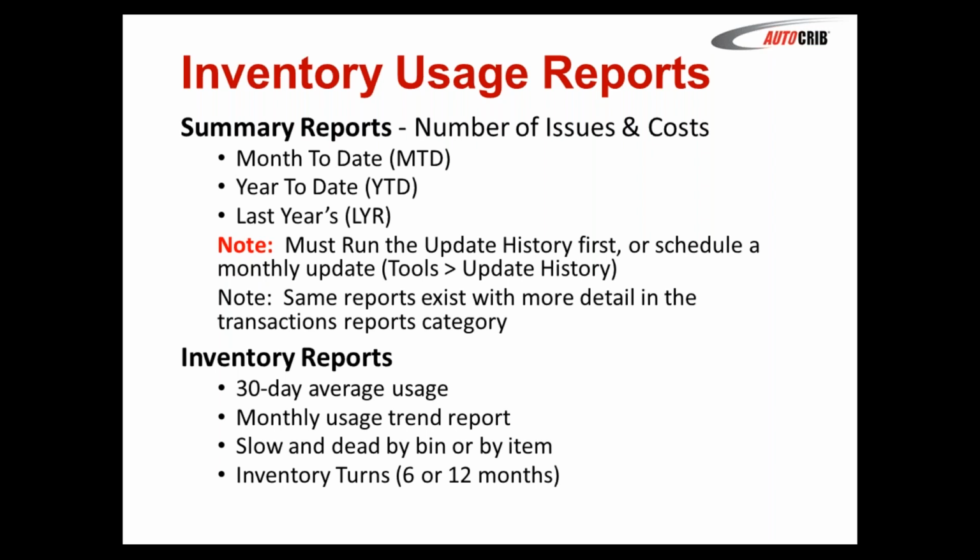And then some other inventory reports that we're going to look at are the 30-day average usage report, the monthly usage trend report, slow and dead by bin or by item report, and then the inventory turns. There's a 6-month or a 12-month report.